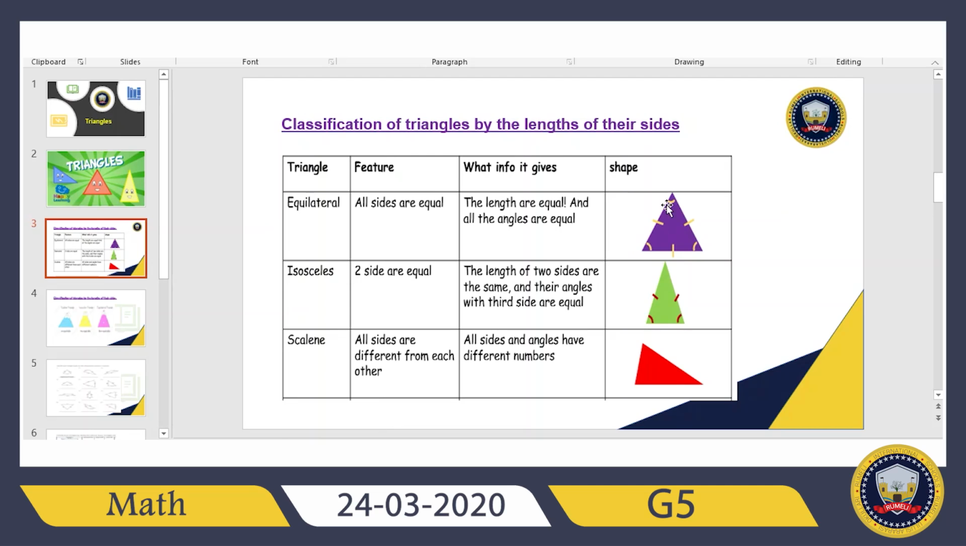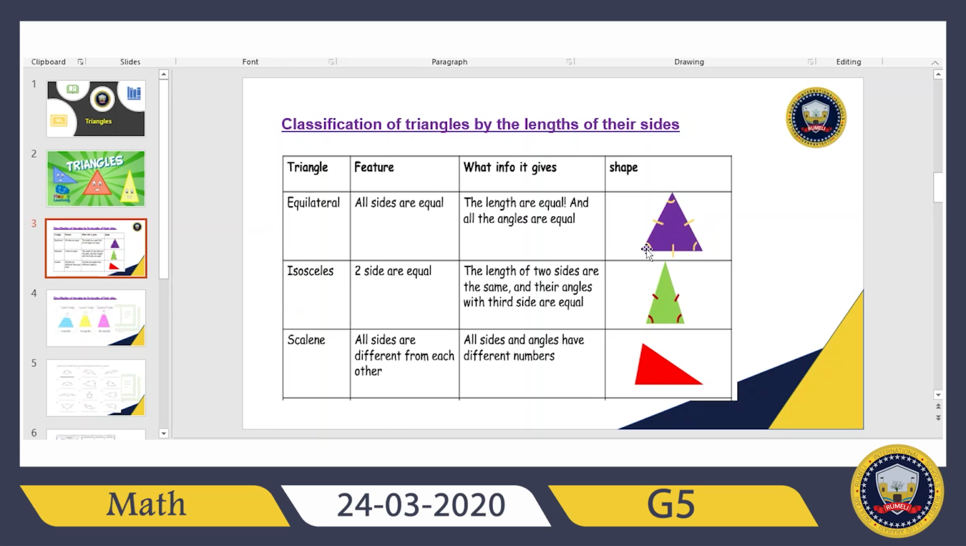For example, here, in the first triangle, all its sides are equal. What does this mean? If this side equals 3 centimeters, this side will be the same, equal to 3 centimeters, and this side will also be equal to 3 centimeters. So this triangle has equal sides. All its side lengths are equal.